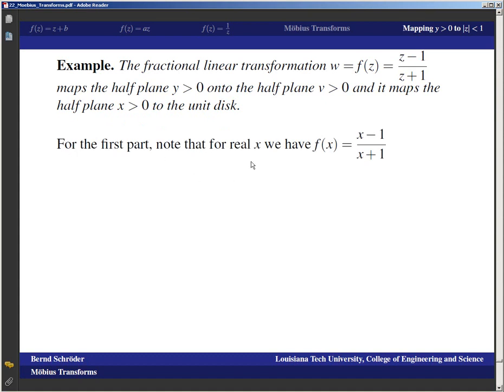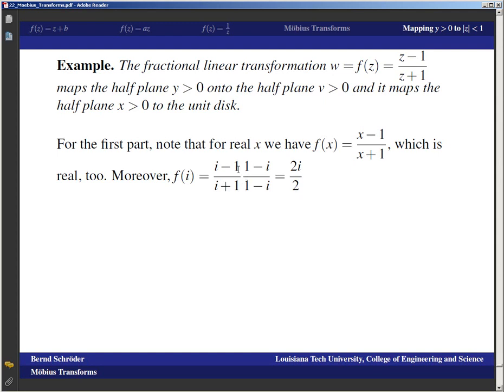And so for the first part, note that for any real number x, we have that f of x equals x minus 1 over x plus 1, which is also real. And that means it maps the real line to the real line. And f of i is i minus 1 over i plus 1. If we expand with 1 minus i over 1 minus i, we end up with, well, let's just multiply that out. The modulus of the denominator here is just the number times its conjugate, so we just get the square of the modulus, and that's 2, that's correct.